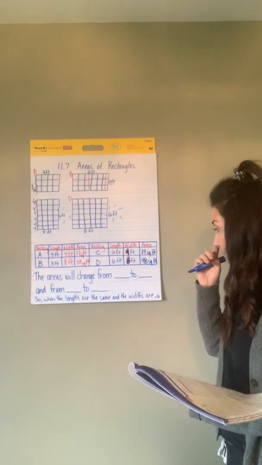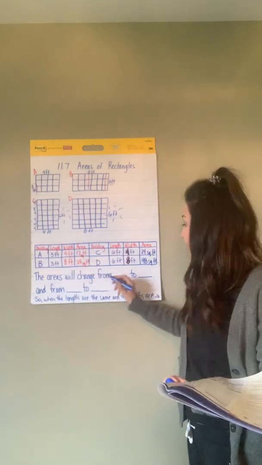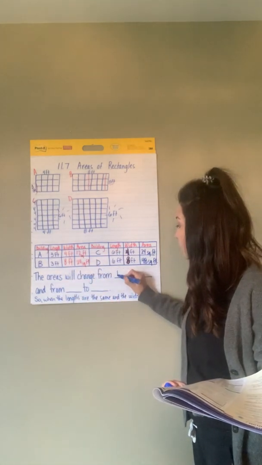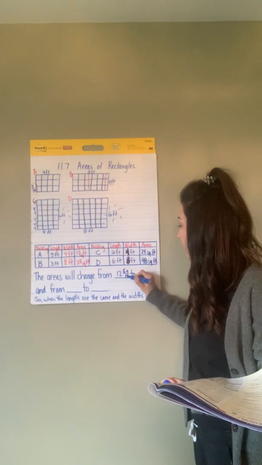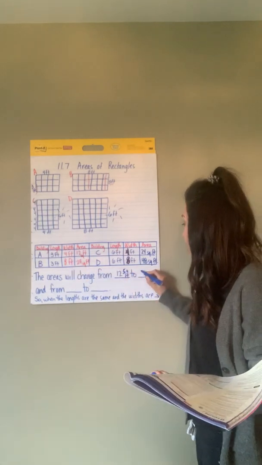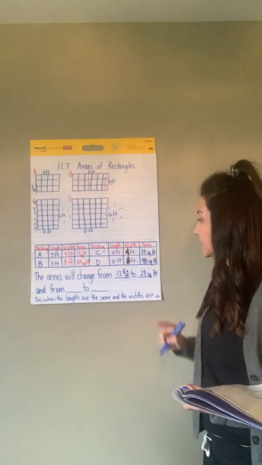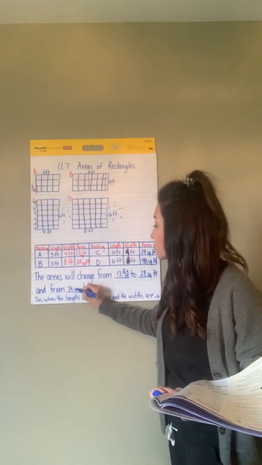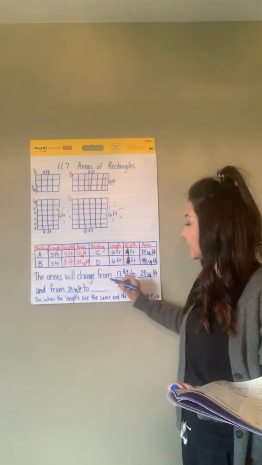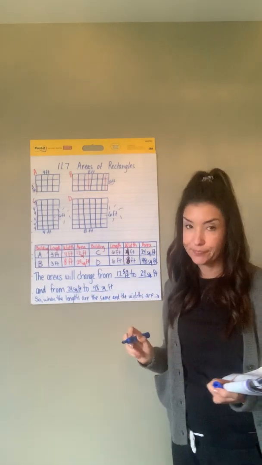So we have that the areas will change from building A, 12 square feet, to building B, 24 square feet. Building C will change from 24 square feet to building D, 48 square feet. Are you noticing a pattern?